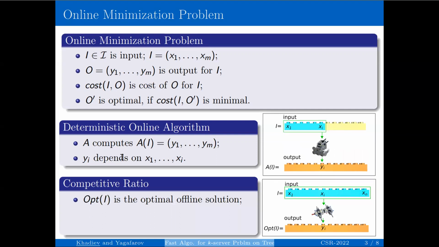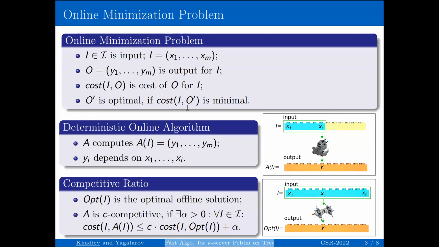So we assume that there is some optimal algorithm that is offline. That means that the output variable yi can depend on all input variables, so it can read all input and compute the output variable. If it is the best offline solution and optimal, we call it Opt(I). We assume that it can output this optimal output that reaches minimal cost.